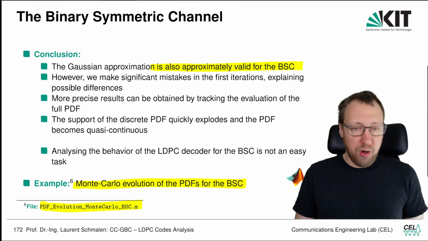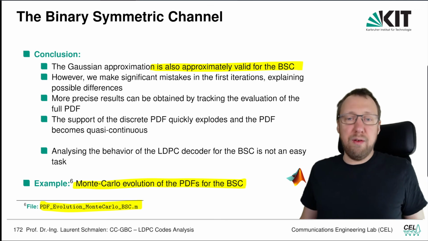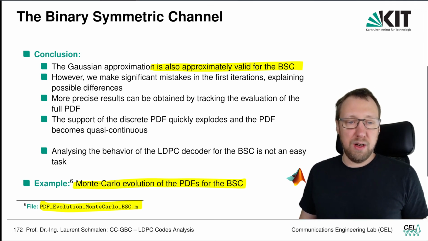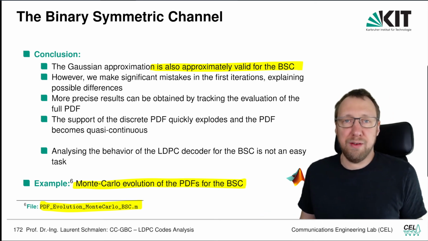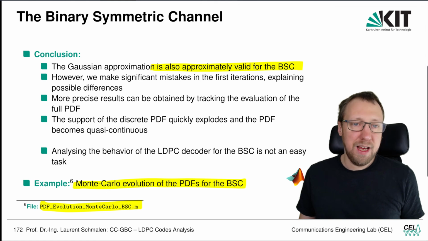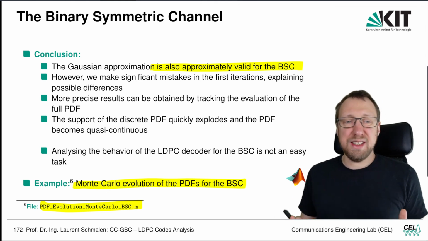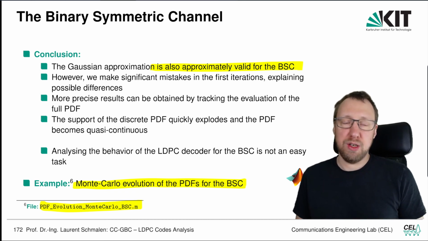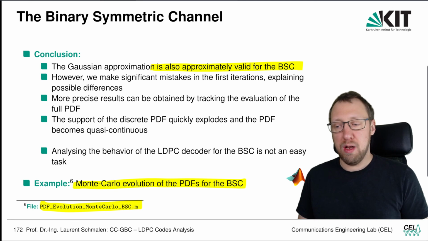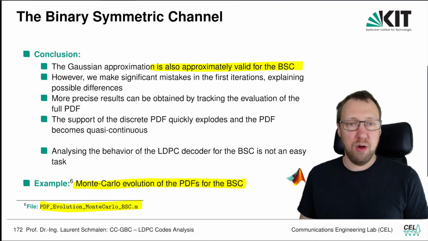So the support of the discrete PDF, unfortunately, very quickly explodes. The PDF becomes quasi-continuous. So analyzing the behavior of the decoder for the binary symmetric channel, unfortunately, is not a very easy task. If you want to do it consistently and rigorously, it's going to be very tough. But if you say, I can rely on the Gaussian approximation to get a good first estimate of what's going on, then the Gaussian approximation is the way to go, because it will give you a very good first guess of what is going on and what to do.